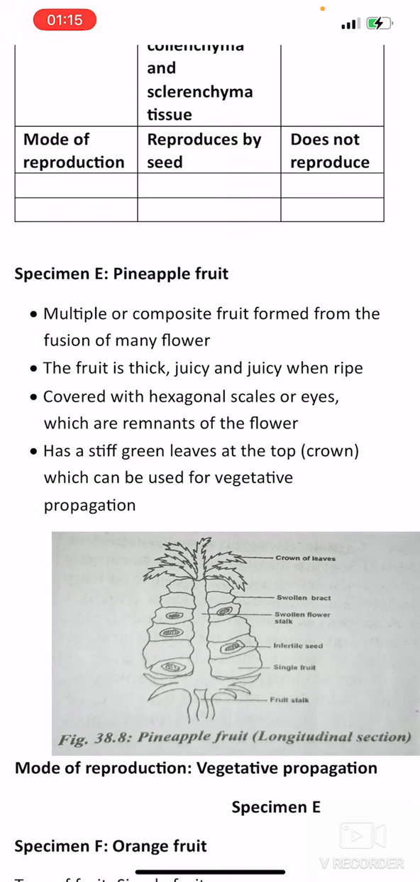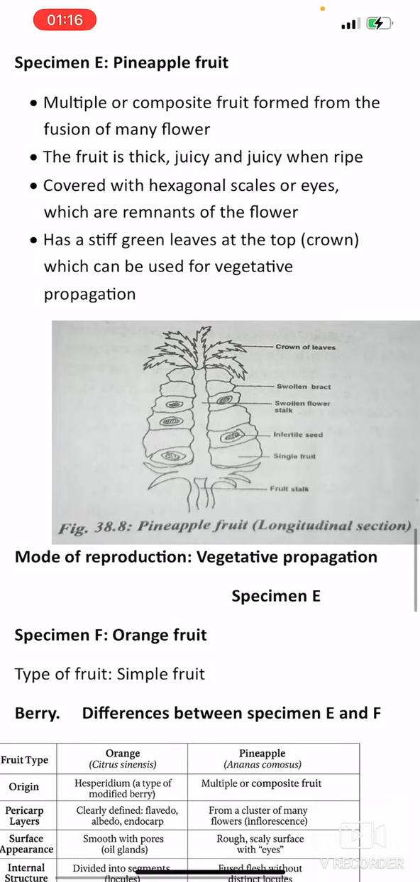So the fruit is also thick, juicy when ripe, and they are covered with hexagonal scales, and they have some green leaves at the top. It is a pack of green leaves at the top. They are usually thick like this. They are usually called crowns. So these crowns are the ones used for vegetative propagation. So the mode of reproduction in pineapple fruit is vegetative propagation. So they might ask you, just know that the mode of reproduction is vegetative propagation.